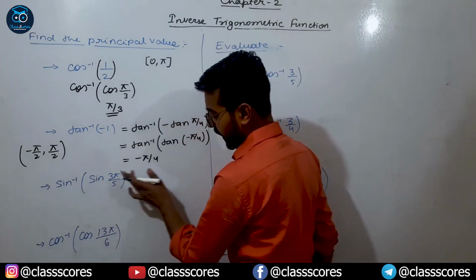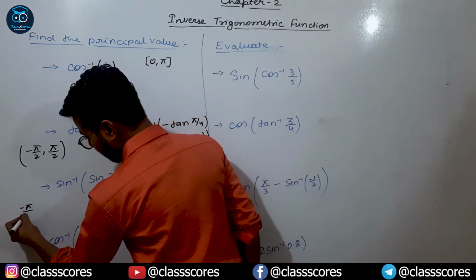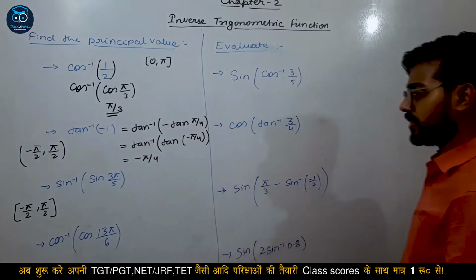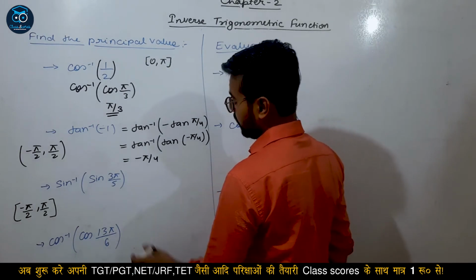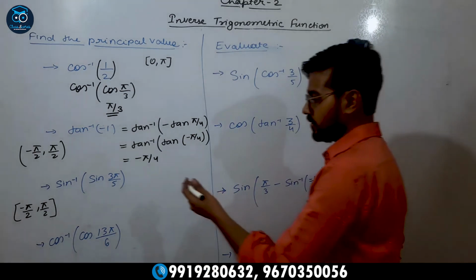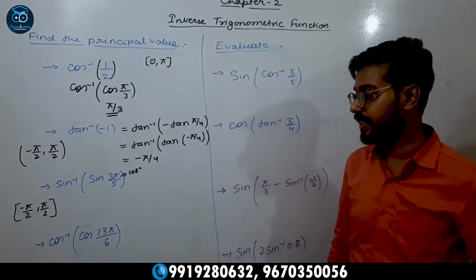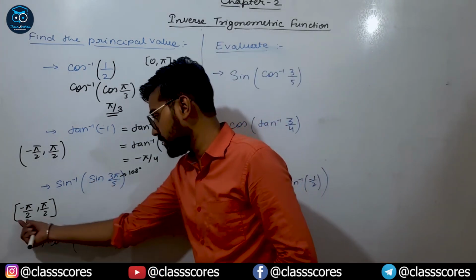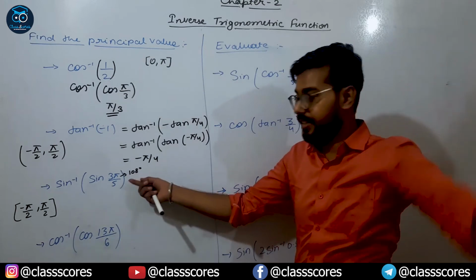Here sin inverse sin 3 pi by 5. Our limit is minus pi by 2 to plus pi by 2. Does this function come under the limit? Let's check. Pi is 180 divided by 5, that is 36, into 3, that is 108. Means the value of this function is approximately 108 degrees. So our limit is minus 90 to plus 90, and here the angle goes above 90 degrees. So what do we have to do?